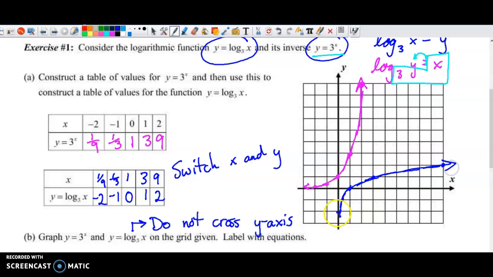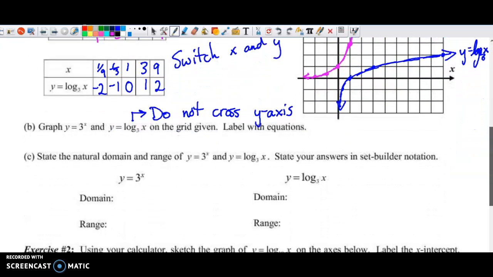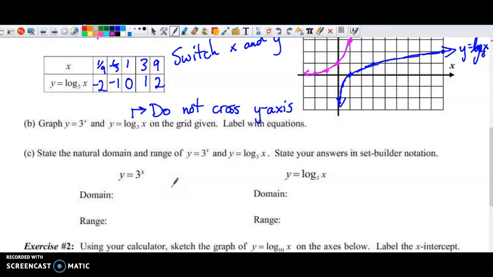There you go. And they do want you to label your equation. So what they're talking about is rewriting, I didn't give myself enough room, log base 3 of x on that one. And then this is the graph that would be y equals 3 to the x. Okay, so the meat of this lesson, though, is talking about the domain and range.